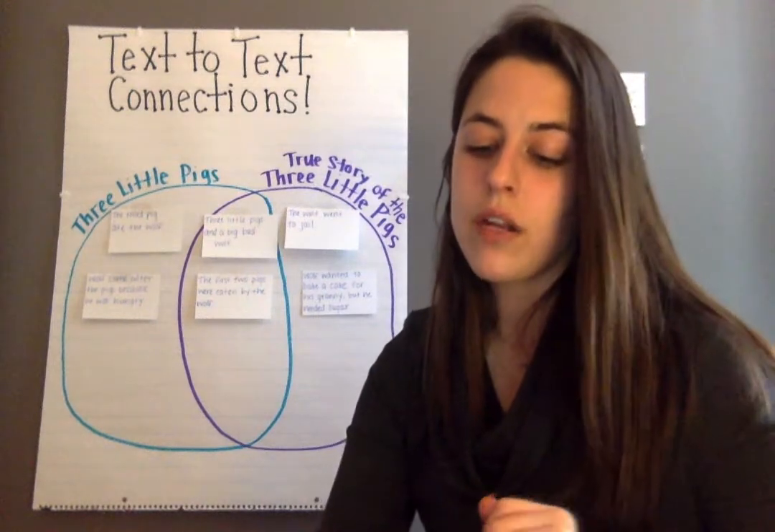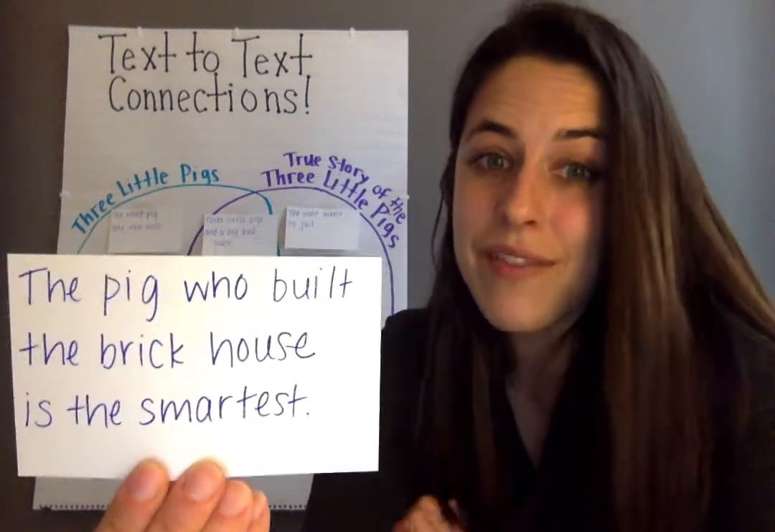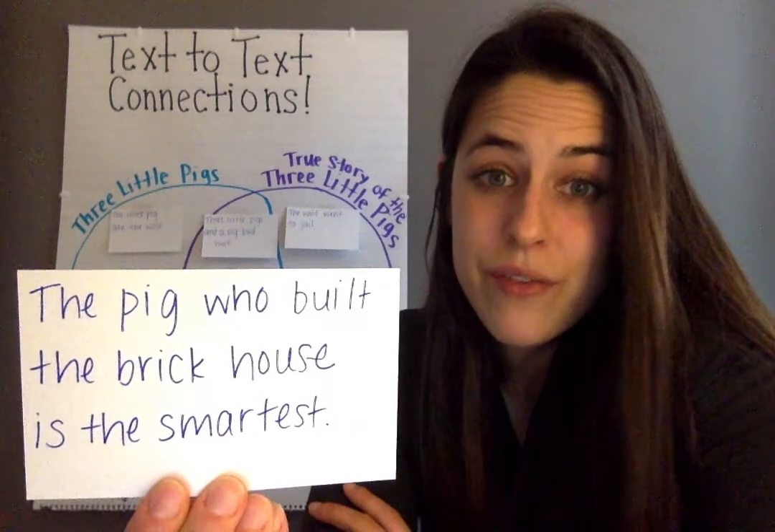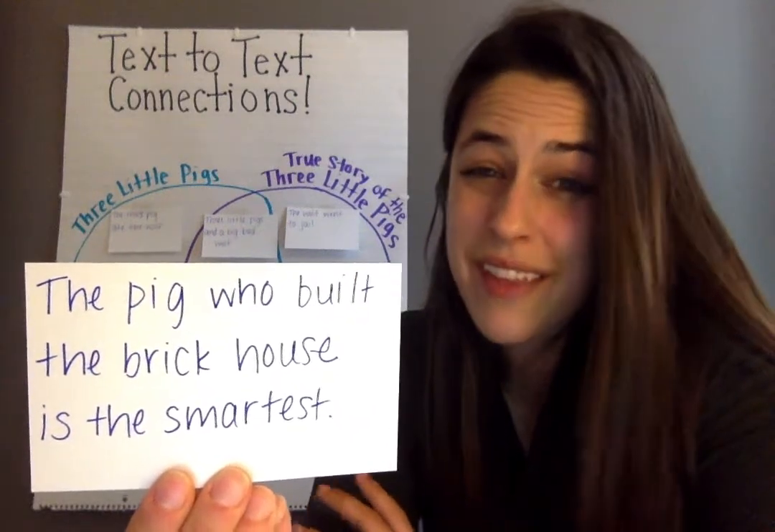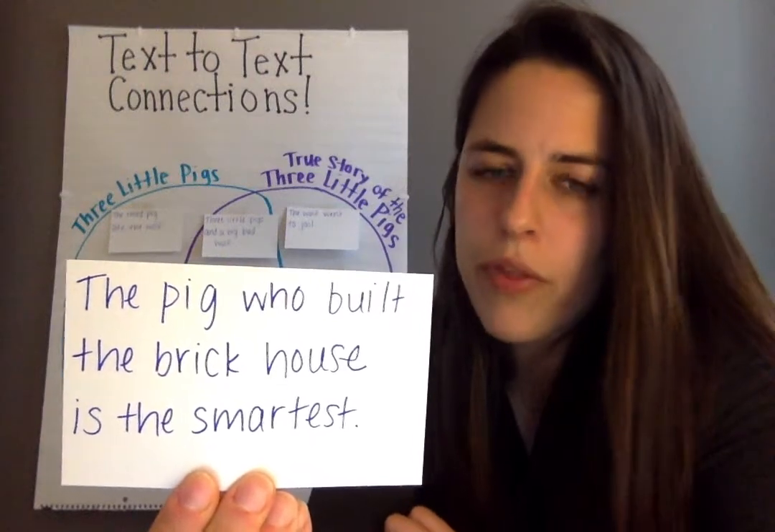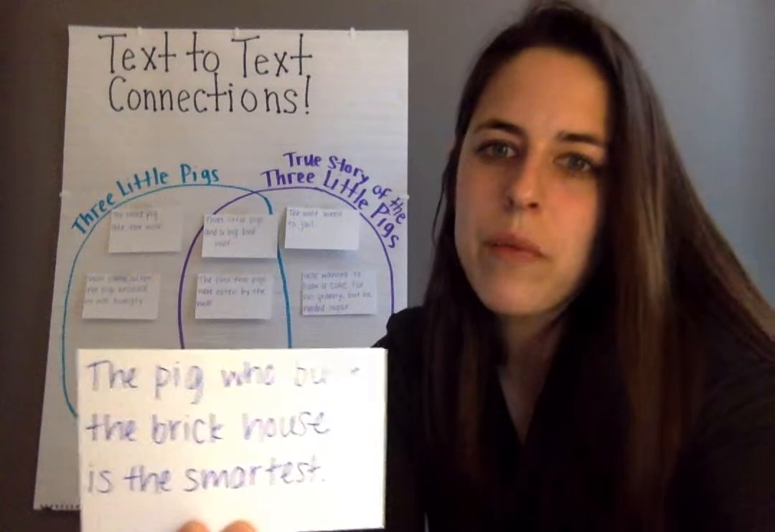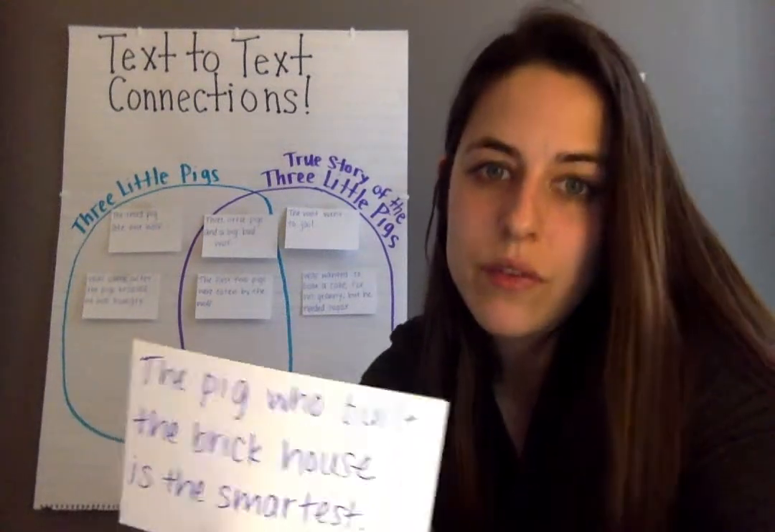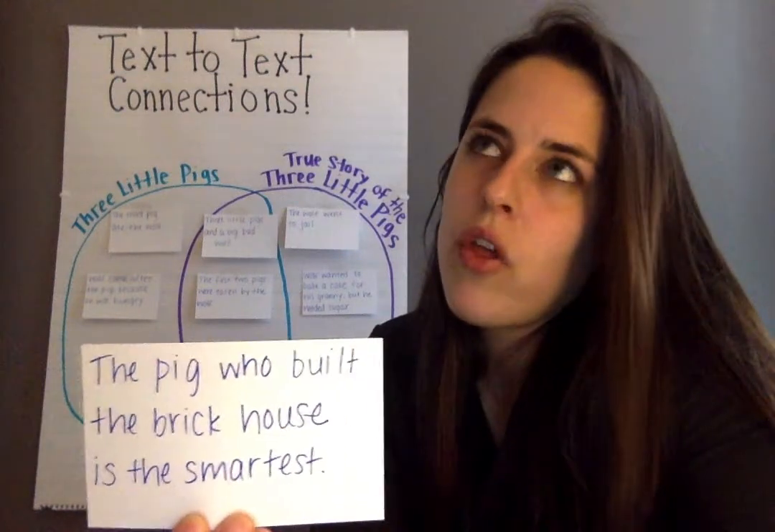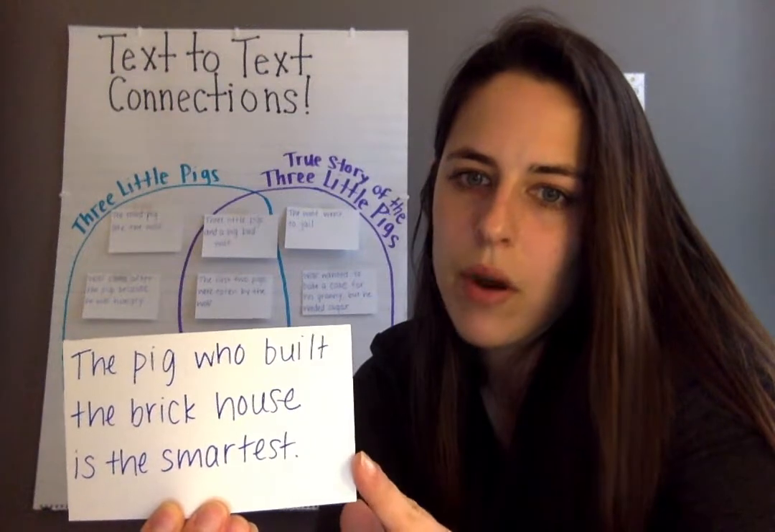So my last card here said, the pig who built the brick house was the smartest. And obviously this is an opinion, but we can all kind of agree with it because that pig was the pig that survived, right? So did this happen in just one of the stories or both of them? If you said that it happened in both of them, you are correct. This is another way that the stories are alike. The third pig survived, and there's kind of a hidden meaning behind this part in the story.